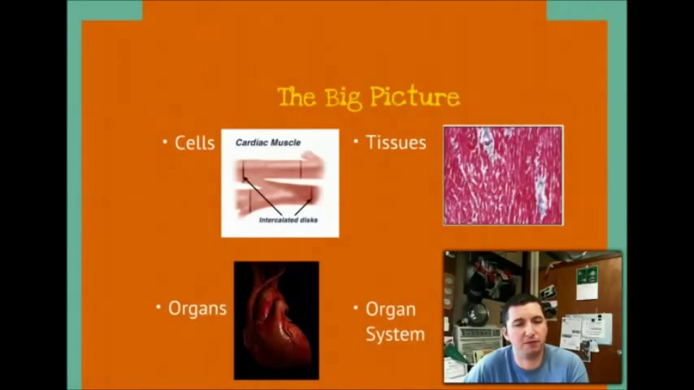Okay, the big picture here, first off, take a look. You have cells, okay? Your individual cells, such as this cardiac muscle, if you put enough of them together, you get something called a tissue. And a tissue is basically a bunch of cells, which can make up an organ, which can make up an organ system. So let's go through these in detail.